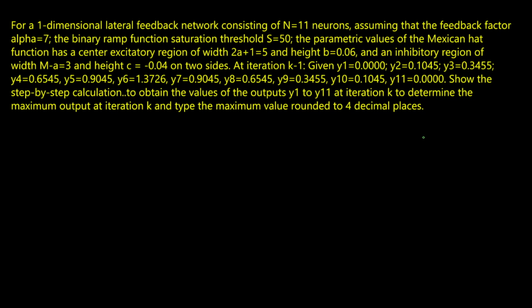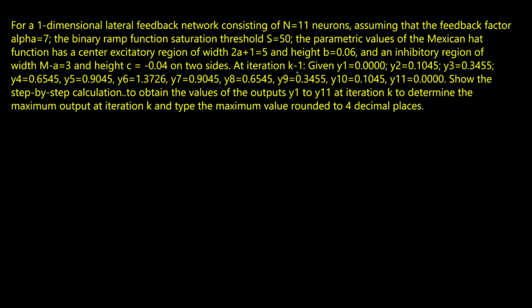on self-organizing maps. This question is asking for a one-dimensional lateral feedback network consisting of n equal to 11 neurons, assuming that the feedback factor alpha is equal to 7, the binary ramp function saturation threshold s is equal to 50, the parametric value of the Mexican hat function has a center excitatory region of width 2a plus 1, which is equal to 5, and the height b is equal to 0.06, and the inhibitory region of width m minus a, which is equal to 3, and the height c is equal to minus 0.04 on two sides.